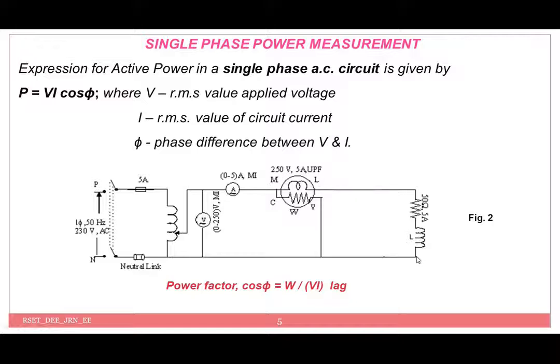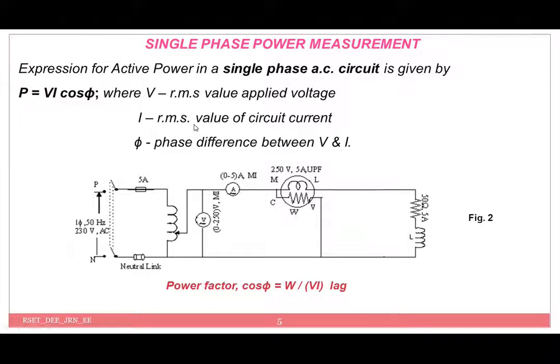Since the current is limited to 5 amps, you can write it as 250 volt, 5 amps, and UPF, unity power factor. This can be measured. V represents the RMS value of the applied voltage, that will be measured by this voltmeter.